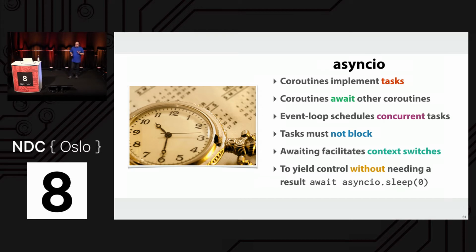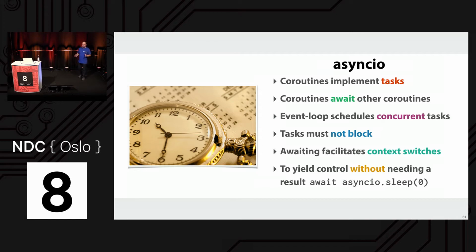So having understood the concepts of how async I/O and async and await work in Python, it turns out that async and await in Python are implemented essentially using generator functions. We can move on a little further and see what else the async I/O library gives us for working with these kinds of objects. So in async I/O, coroutines are used to implement tasks.